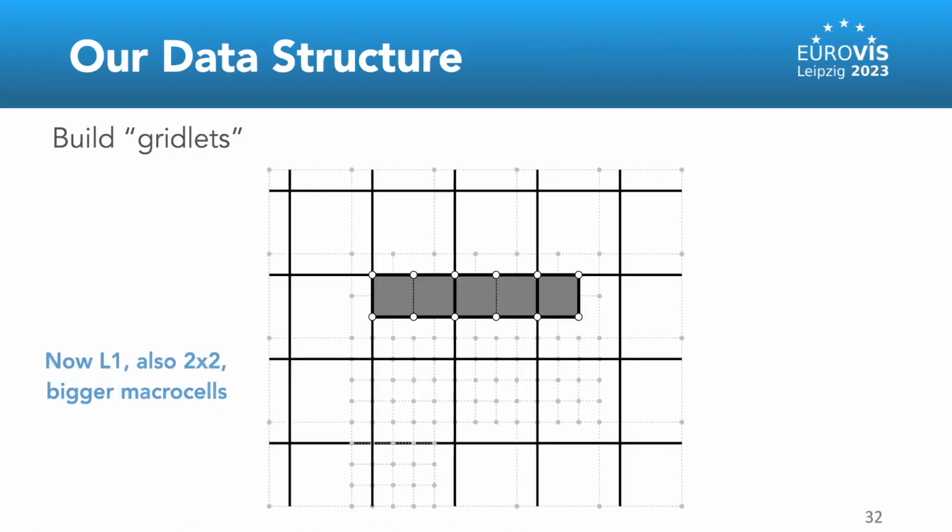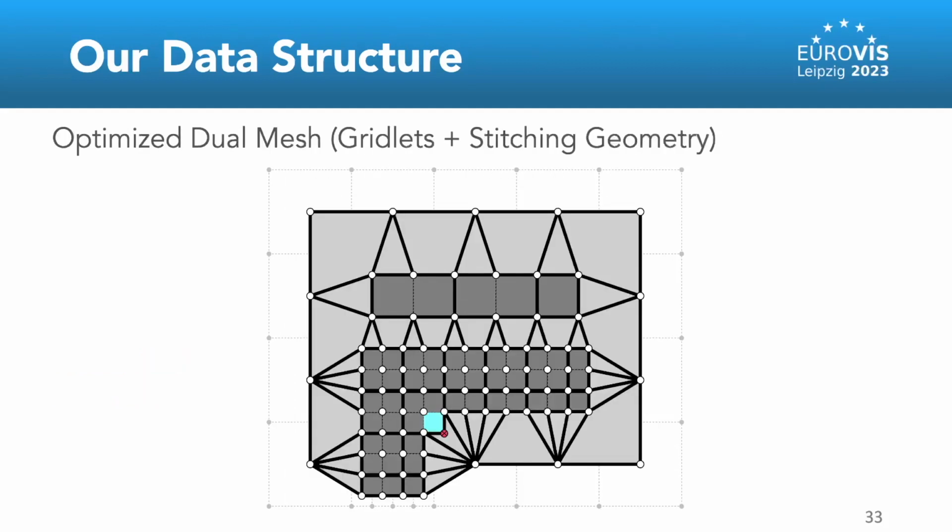And then we repeat that, but for the next coarser level. You can see that we again choose gridlets of size 2x2. We choose the same size of gridlets on the next level, with a coarser imaginary macro cell grid. And that eventually gives us our optimized data structure, which is the combined stitching geometry and gridlets.